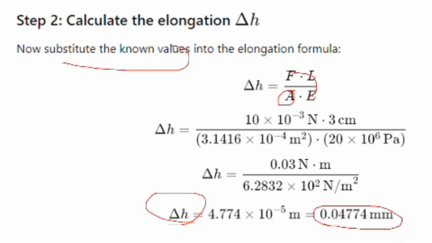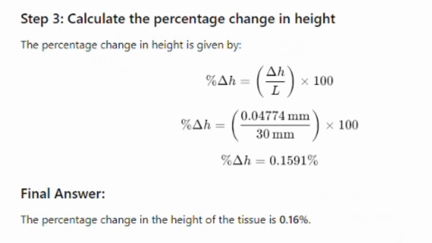But this is not the final answer. They have asked for the percentage. Here we are saying the change of height. To find the final answer, we have to calculate step 3. Step 3 is calculating the percentage change in height. The formula is percentage delta h equals delta h divided by L into 100.